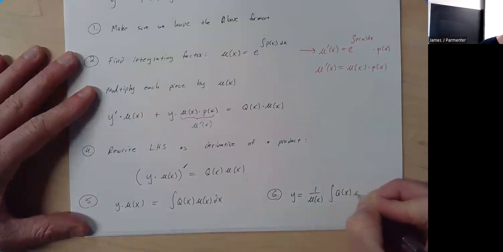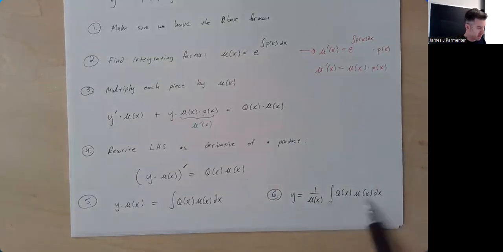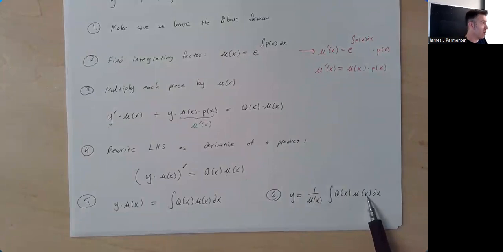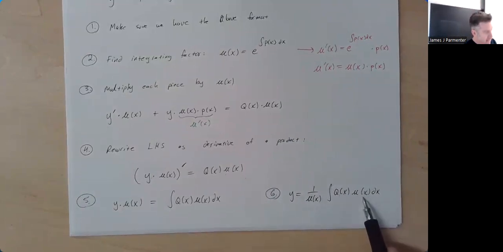Now, don't make the foolish mistake that I used to make when I was a student taking this class. I used to think that the mu of x here and the mu of x here could cancel out. You're like, what are you thinking, James? That's totally insane. You cannot cancel this out. You have to multiply q of x times mu of x and anti-differentiate this and then divide by mu of x. So that's something to be aware of.